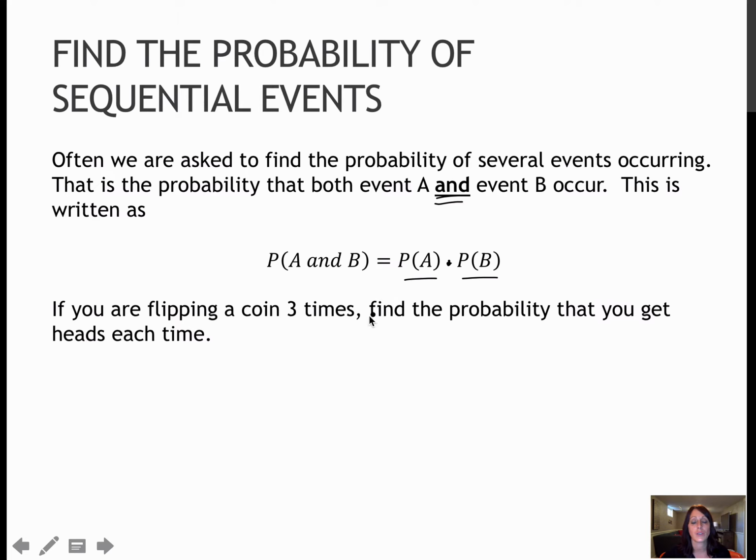If I'm flipping a coin 3 times, the probability that I'll get heads each time, which means the probability that I'll get heads the first time, which is 1/2. Again, theoretical probability. The probability that I'll get heads the second time, which is 1/2. And the probability that I'll get heads the third time, which is 1/2. So 1/2 times 1/2 times 1/2, which is 1/8, would be my probability. These are called independent events because flipping a heads the first time does not change the chances of me flipping a heads the second time or the third time.